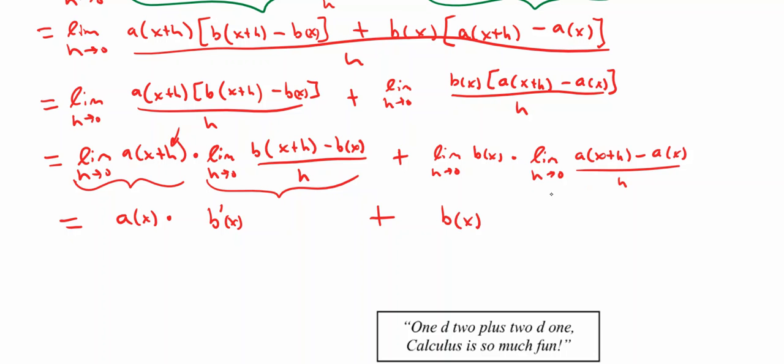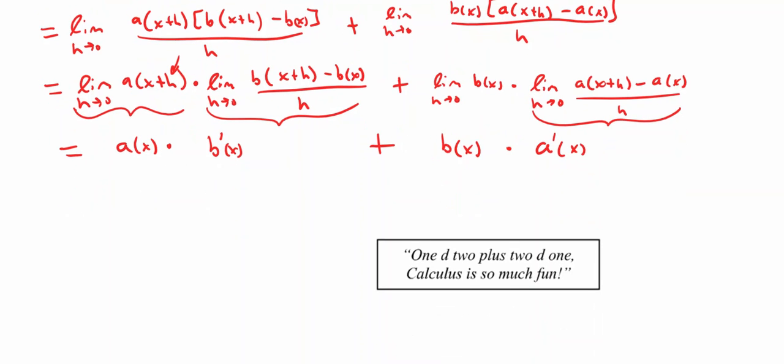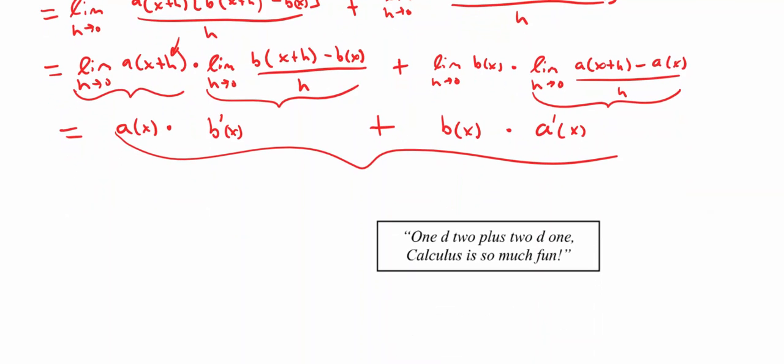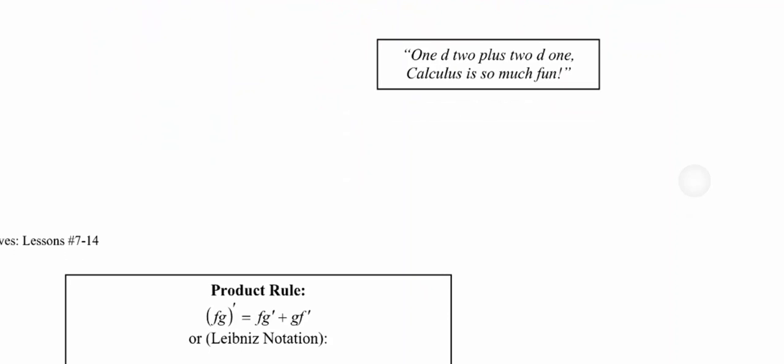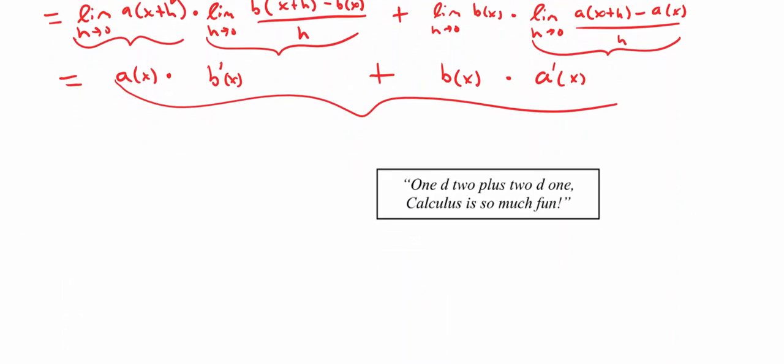And then the second part here, this is actually the definition of the derivative for a of x, right? So this would be times the derivative of a of x. Well, that's pretty neat. That is our derivative, right? That is the definition of the product rule, which we're going to show in a second.